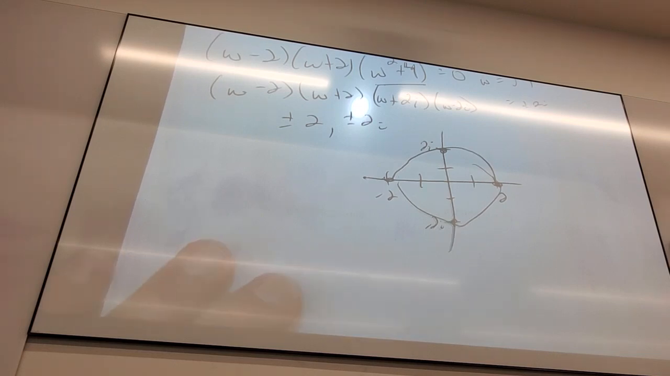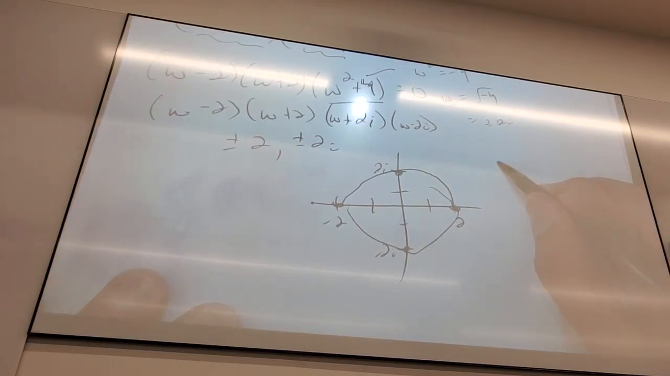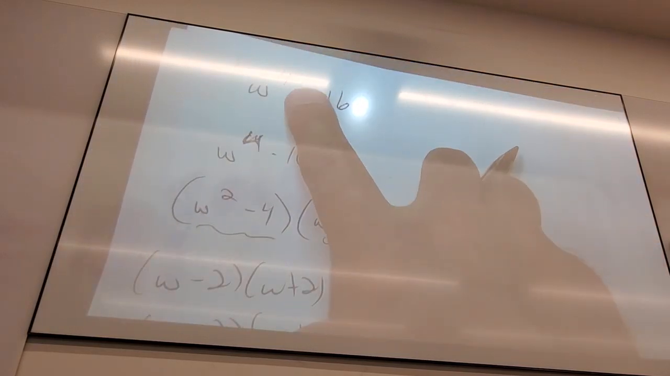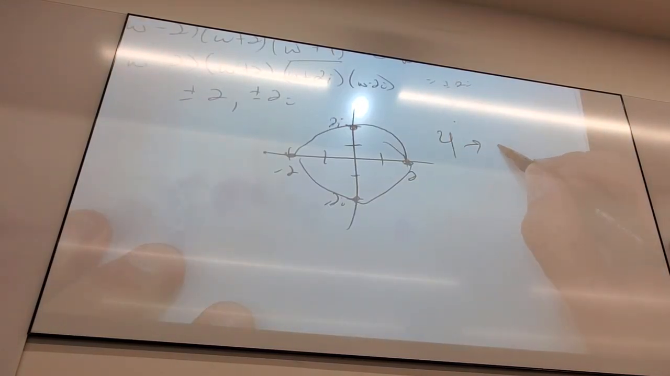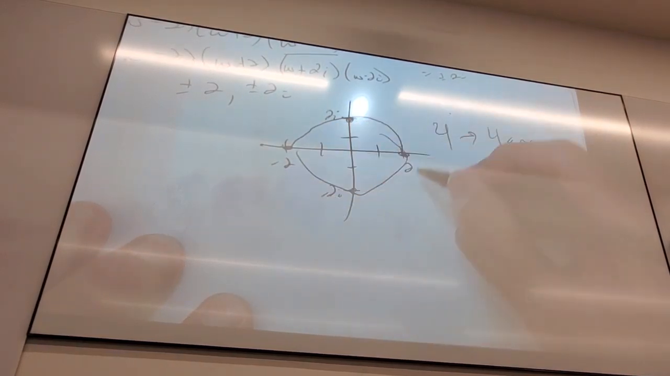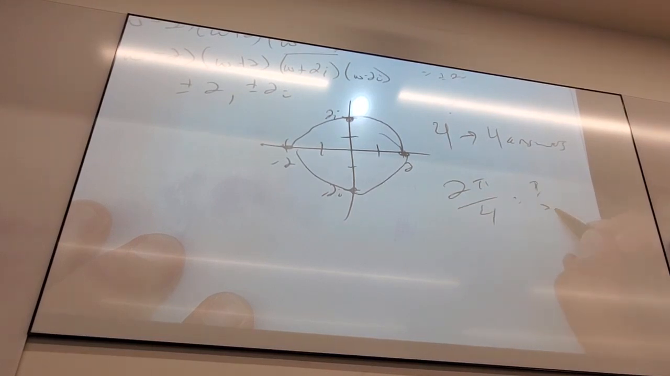So you can use k. What was the power again? 4. So I should get 4 answers, yes? What's the total angle in a circle? 2 pi. If I cut that in fourths, don't I get pi over 2? So if I have a whatever degree equation equal to 0, I'm going to get that many answers, and they're all going to be equally spaced. How spaced? 2 pi divided by the number of answers.